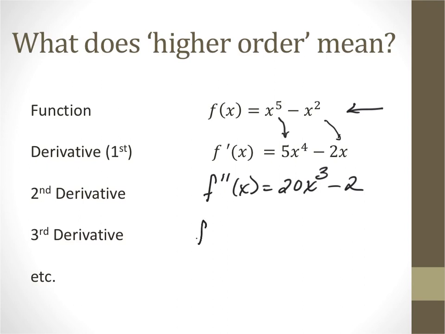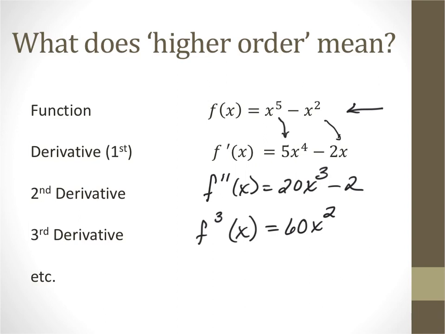For the third derivative, instead of using tick marks, we turn it into numbers, because otherwise that could get out of control really fast. So let's take the derivative of the first term. 3 times 20 is 60. X to the 3 minus 1 is 2. Derivative of a constant is just 0.